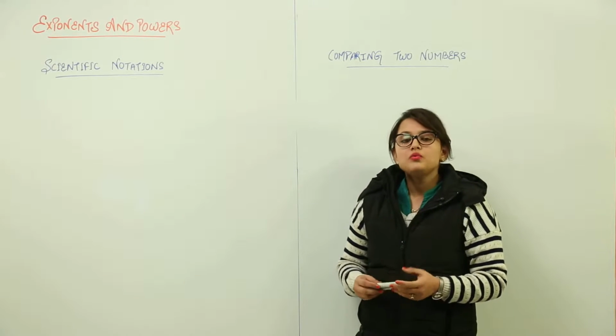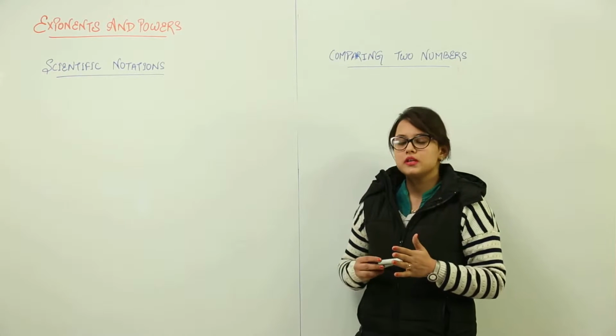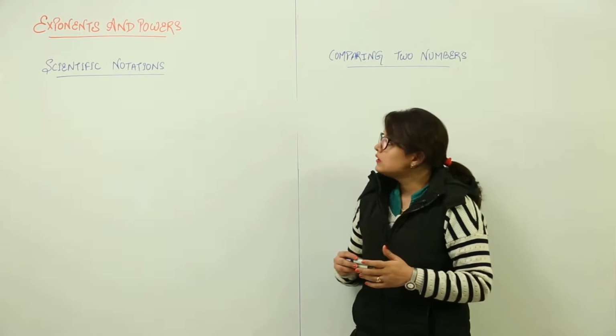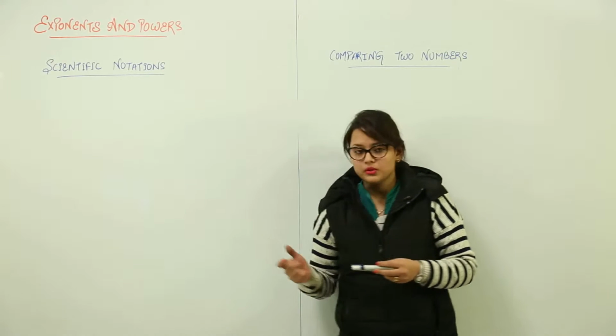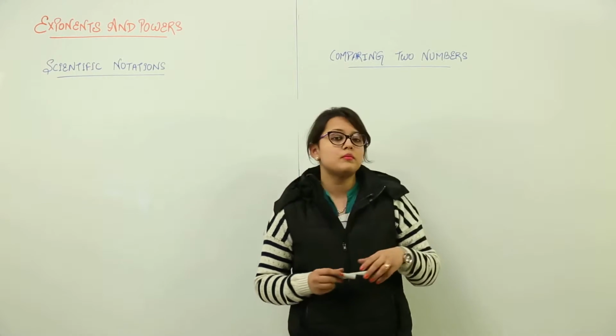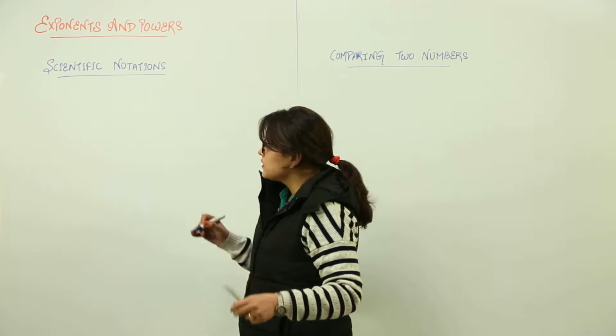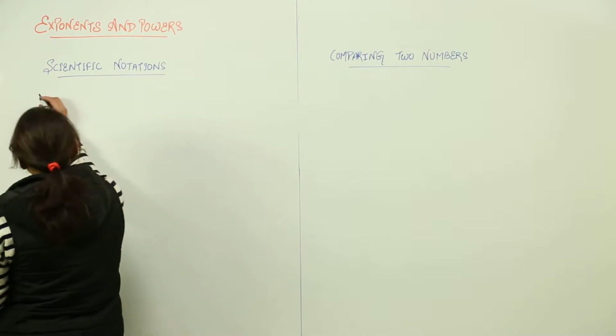Okay, now we have already covered the laws that will be used in the solving exponential part. Now we will discuss the scientific notations and how to compare the two numbers. Now, first of all, what do you mean by scientific notation? See, I am taking one example over here.